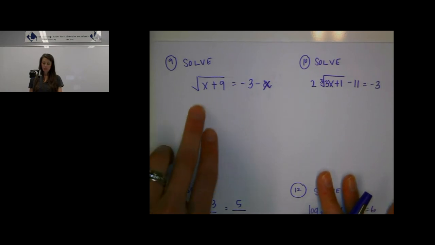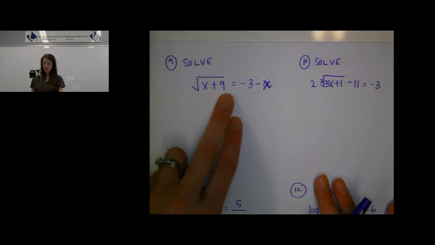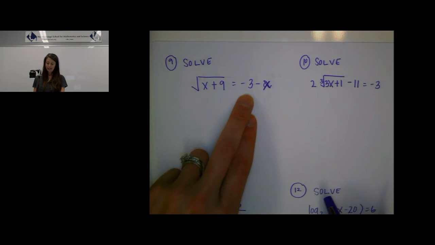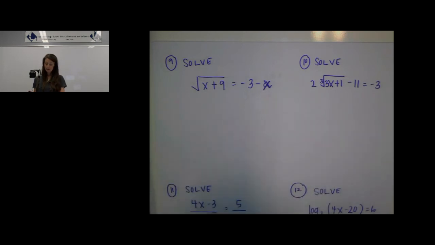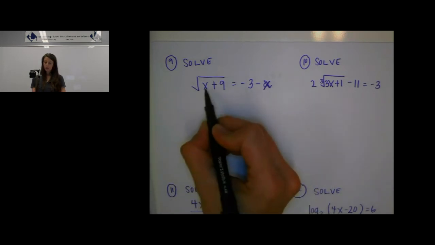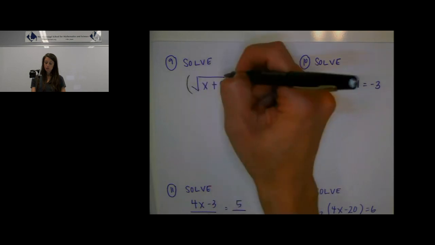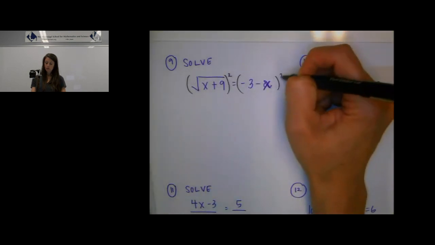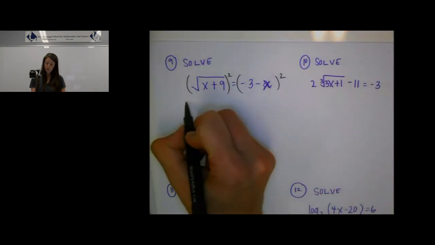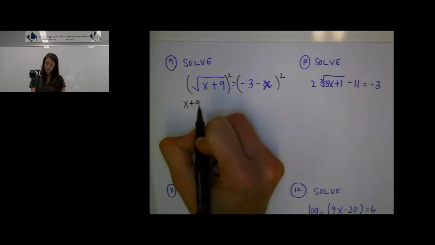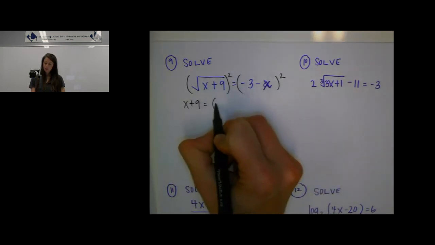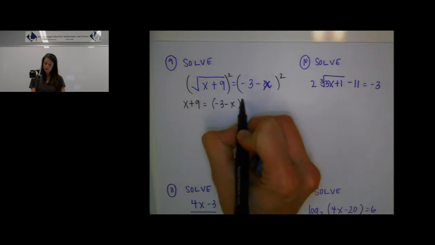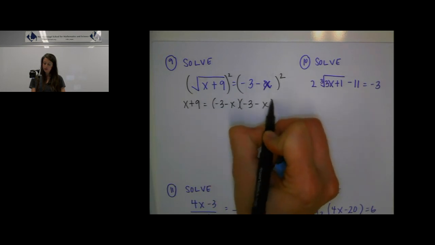All right, let's look at number 9 here. So this is the square root of x plus 9 is equal to negative 3 minus x. Okay, so I want to get rid of the square root. So to get rid of the square root, I'm going to square both sides. So when I square this side, I'm going to be left with x plus 9. But when I square this one, it's going to be negative 3 minus x times negative 3 minus x.